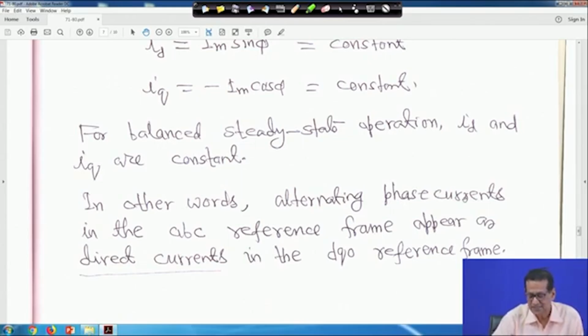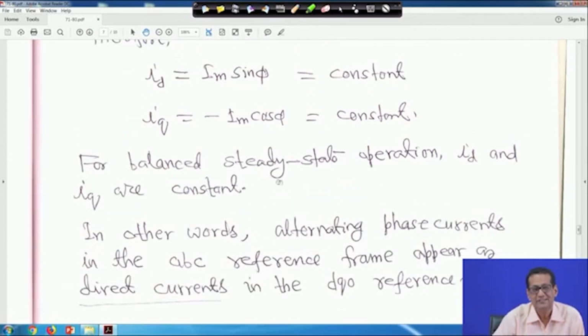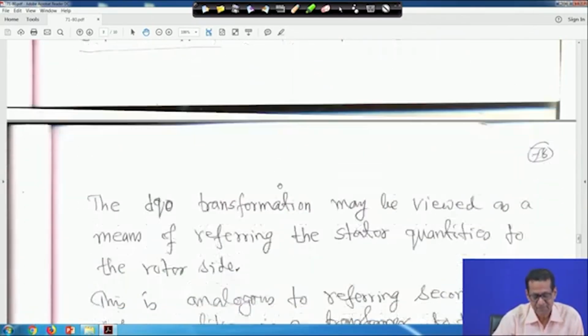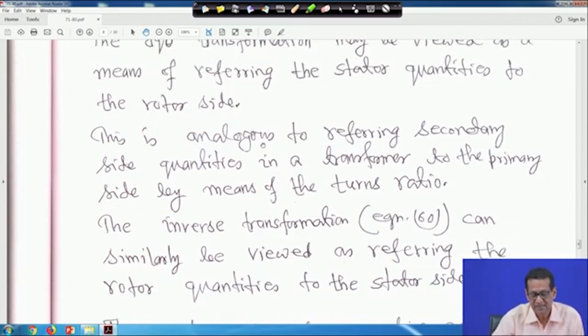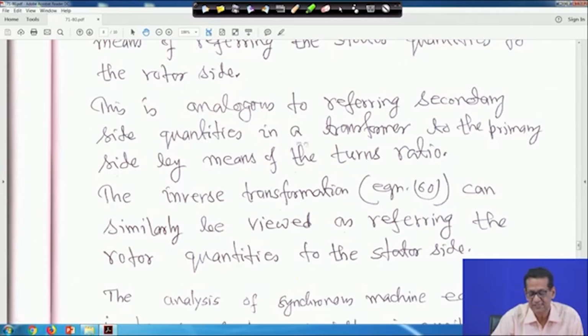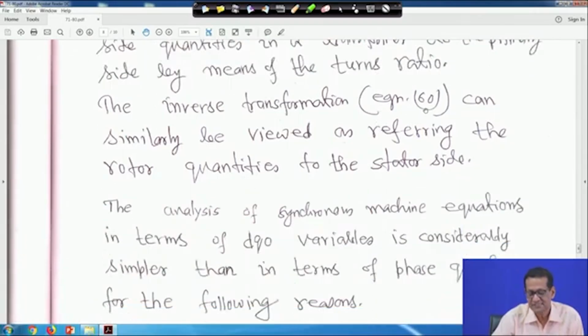So, in other words, alternating phase currents in the abc reference frame appear as direct currents in the dq0 reference frame, right? This is the physical interpretation of your dq0 transformation, right? Now, the dq0 transformation may be viewed as a means of referring the stator quantities to the rotor side. This is similar to referring secondary side quantities in a transformer to the primary side by means of the turns ratio. So, the inverse transformation, that is equation 60, can similarly be viewed as referring the rotor quantities to the stator side, right?